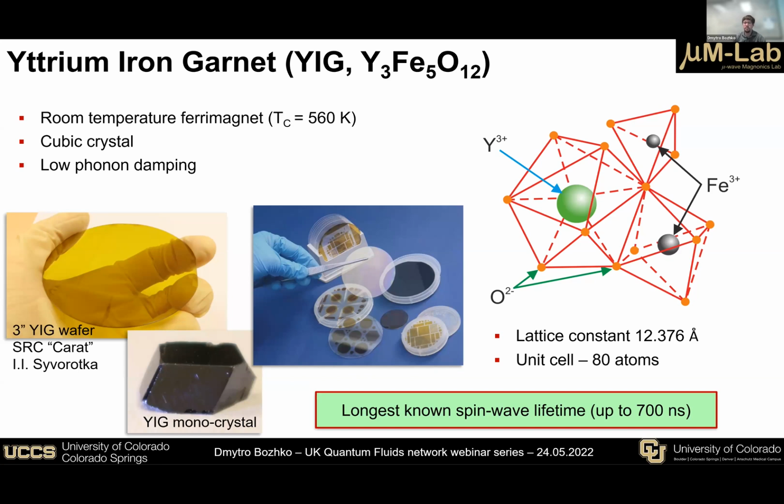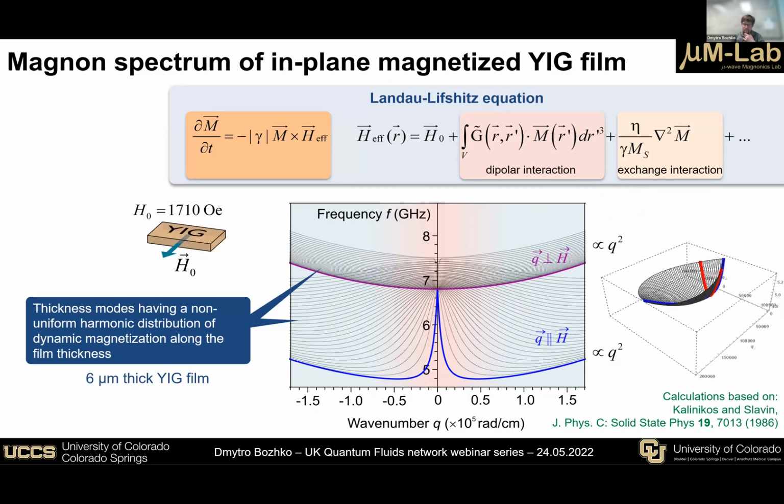This is ferrite. It is an oxide. There are no conduction losses, and it's very chemically stable. It could be grown in thin films, or it could be grown into nice crystals, which could be shaped into spheres, which are very popular nowadays in the field of quantum magnonics, by the way.